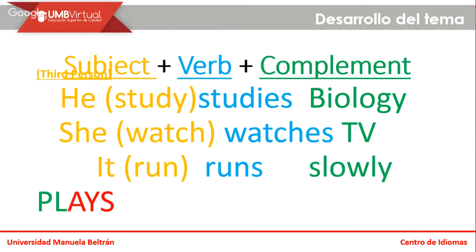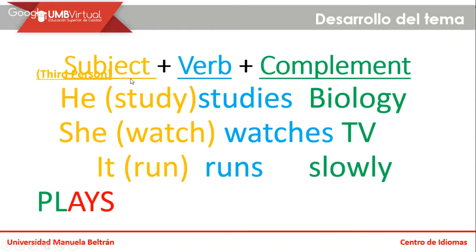So here, when we have third person, we have different kinds of variations in regard to the person we are talking about. Just when we talk about third person, we're going to add s. For instance, in the case of play, the verb which is followed by y. So he studies biology. She watches TV and it runs slowly. If we have the subject they, we, I, we are going to use the verb as is. We're not going to conjugate it, taking into account there is no third person. That is the difference.